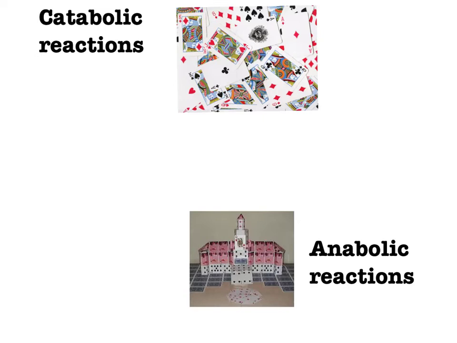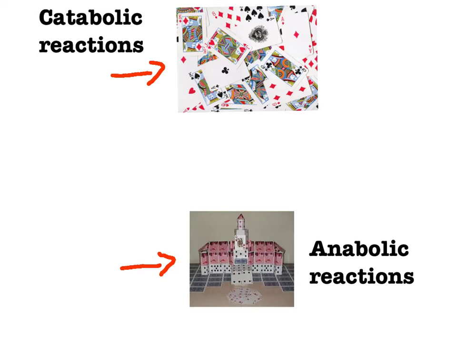And I've chosen to put in a couple of pictures of playing cards here. And you can see in the picture for the catabolic reactions that it's just a pile of random cards. There's no organization to this pile of cards. They're just strewn about on the top of a table. But if you look at the picture of the cards in the anabolic reaction section of this slide, they've been highly organized into a house of cards. And so this is an analogy for what happens with chemical reactions.